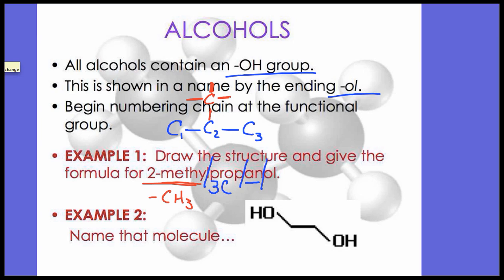The word ends in OL. OL means it's an alcohol, so there's an OH group. If there's no number, let's throw it on number 1. It doesn't say propan-3-ol. So off of carbon number 1, we have the OH, because it doesn't have a number here. So if it was like 2-ol, then it would go right here.